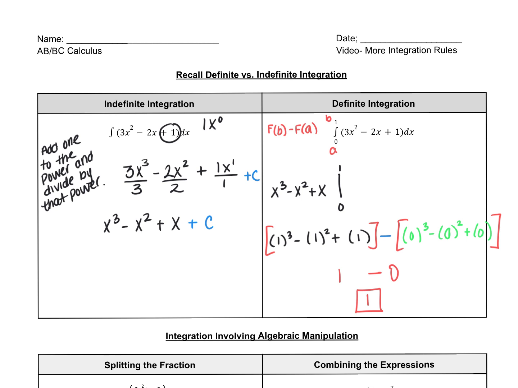So that's the difference. If there are no limits, you put a plus c. If there are limits, you have to use that fundamental theorem of calculus where you're plugging in f of b minus f of a.